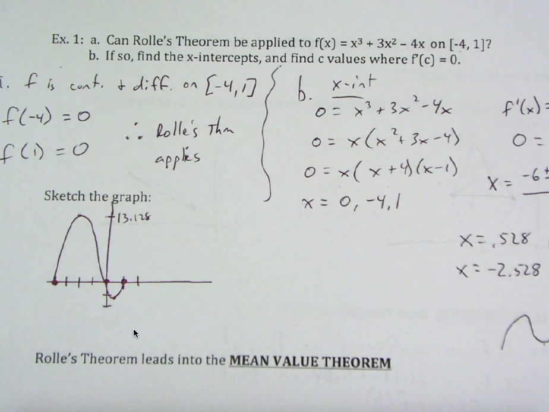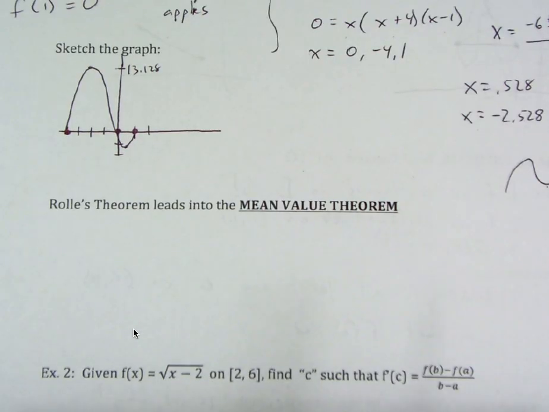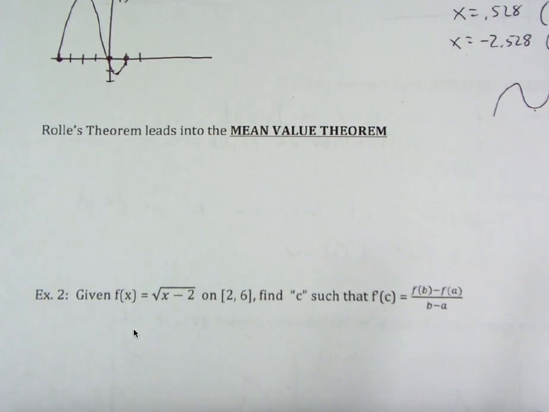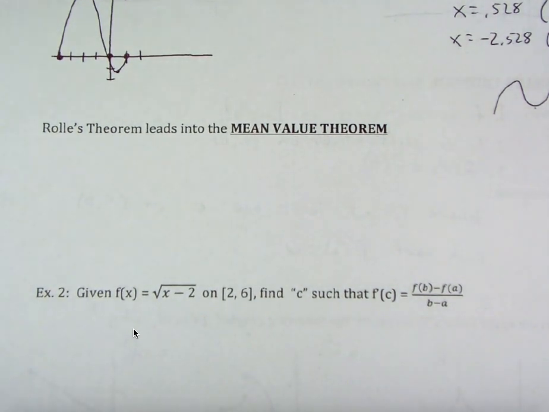Okay. So Rolle's theorem tells you if you're going to have x values where you have horizontal tangents or derivatives of 0, okay, which is nice to know where those humps are. But Rolle's theorem really leads into a more powerful theorem. Rolle's theorem is a very specific case of mean value theorem, if you will. So Rolle's theorem leads to the mean value theorem.